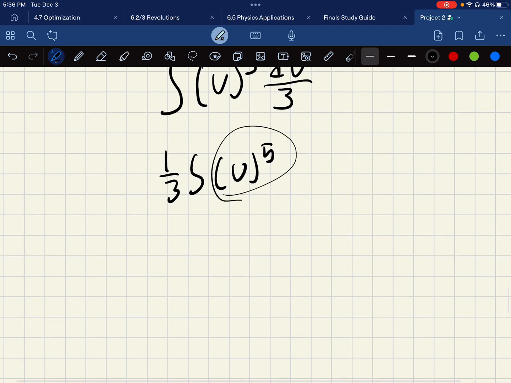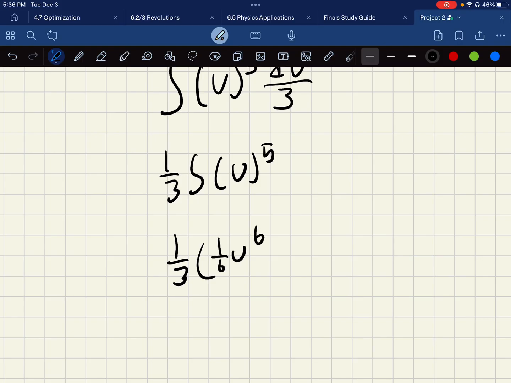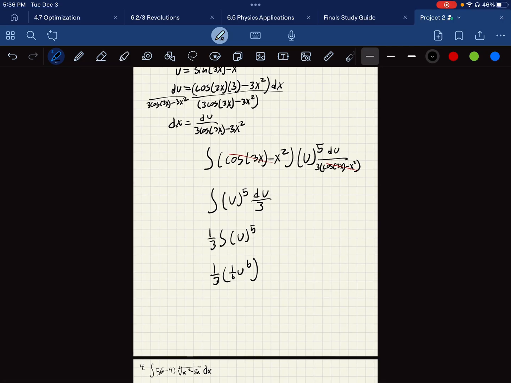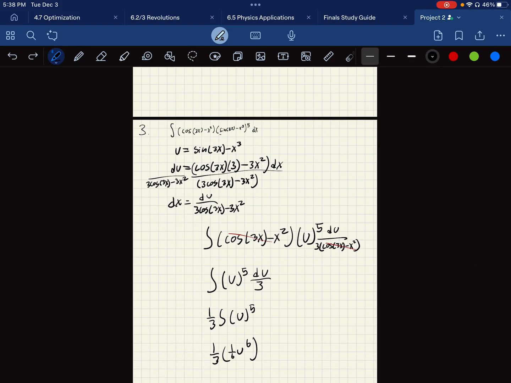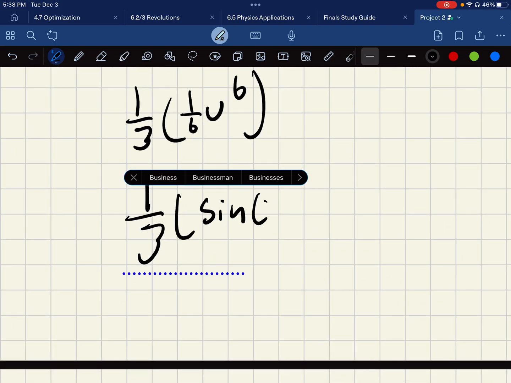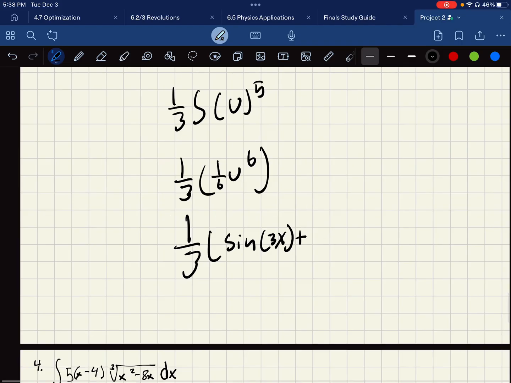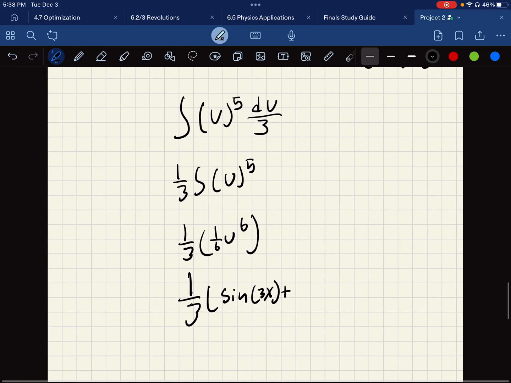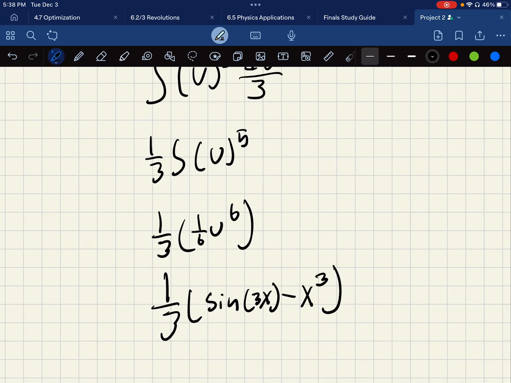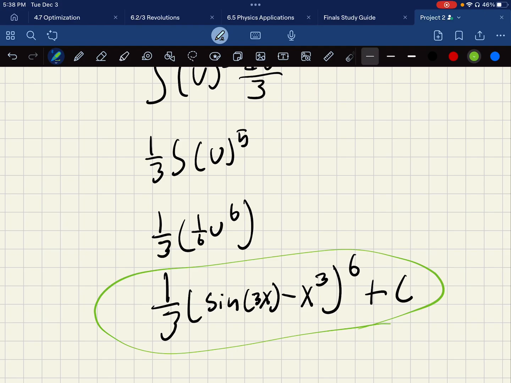Now we're just taking the antiderivative of u. It's pretty easy. So you get 1/3 times 1/6 u to the 6th power. Bam. Now we can just plug in u, which is simple. So we would plug in u, which is our value up here. So you get 1/3 times sine of 3x, oh, my bad, minus x to the third, and that's all to the sixth power plus c. That is our final answer right there.